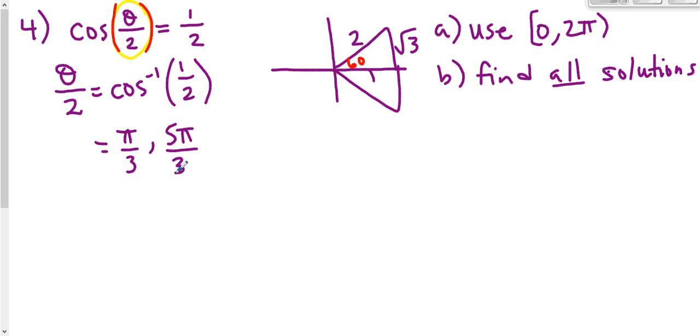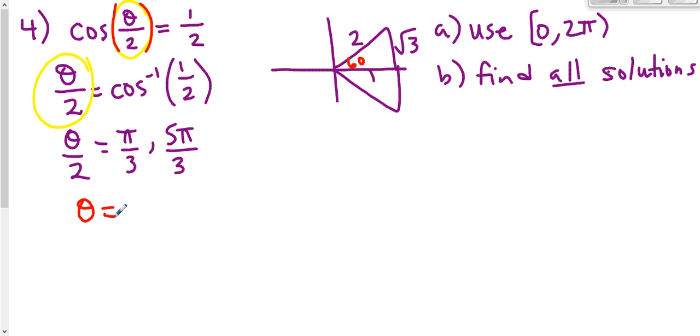Now, when we had 2 theta or 3 theta or something, we went around the circle twice or 3 times. But look what's happening here. Because we have theta over 2, what we're going to do is end up doubling both sides. So we actually could only go around the circle 1/2 of the time because we're about to double our answers. And that means that, well, let me just show you what happens when I double my answers.